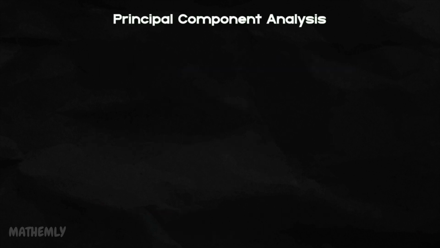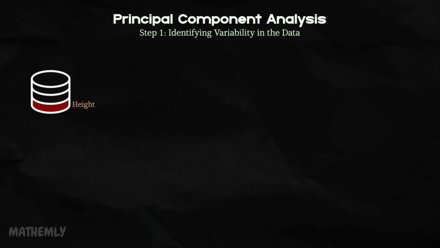Principal Component Analysis is a powerful technique that simplifies large datasets while preserving the most essential patterns. Let's break down how it works step by step. Step 1: Identifying variability in the data. Imagine you have a dataset with multiple features like height, weight, and age. Some of these features may be more important than others when analyzing patterns. PCA identifies the directions, or principal components, that capture the most variation in the data.